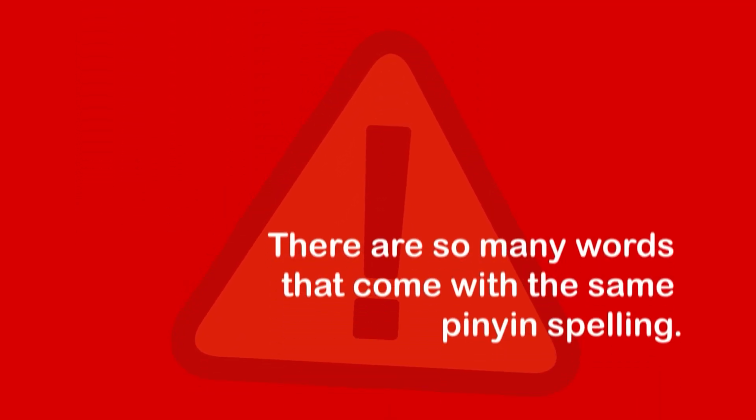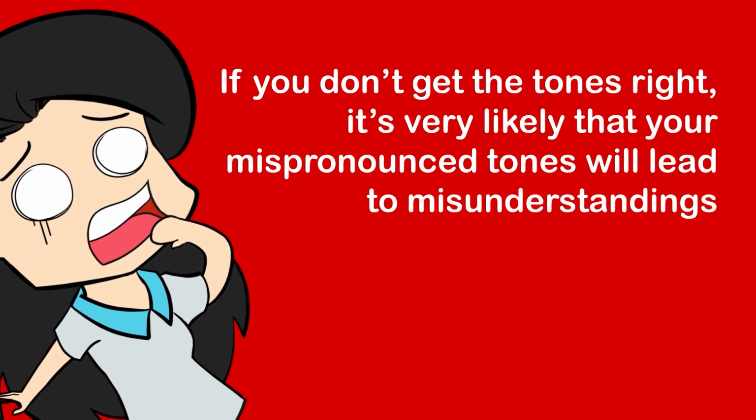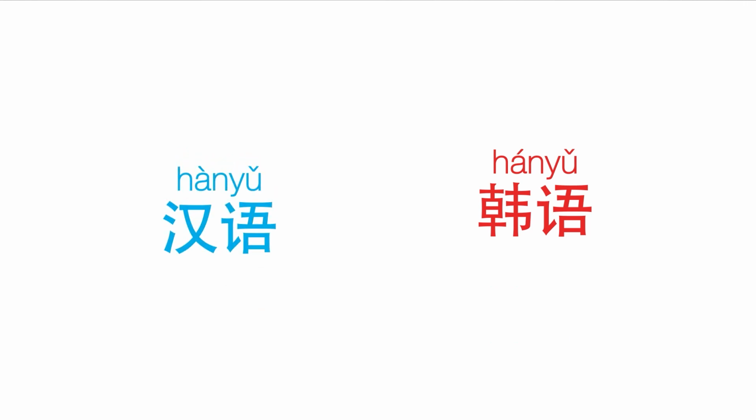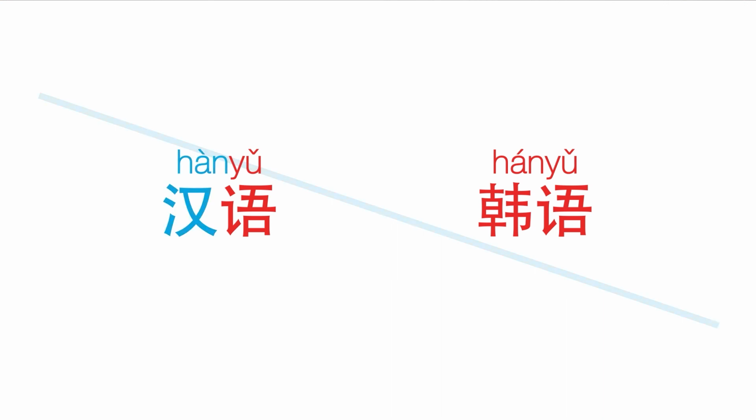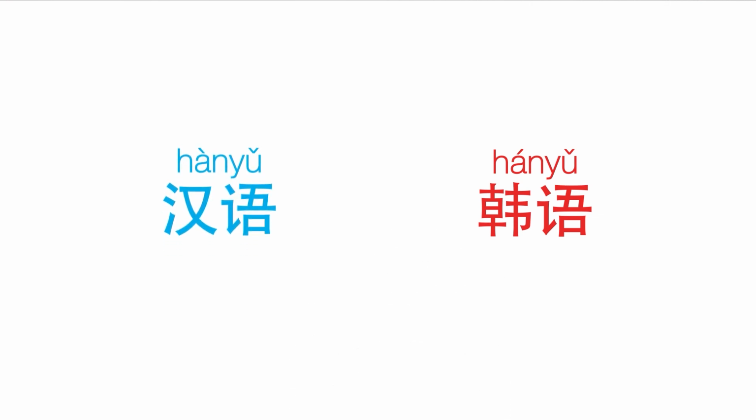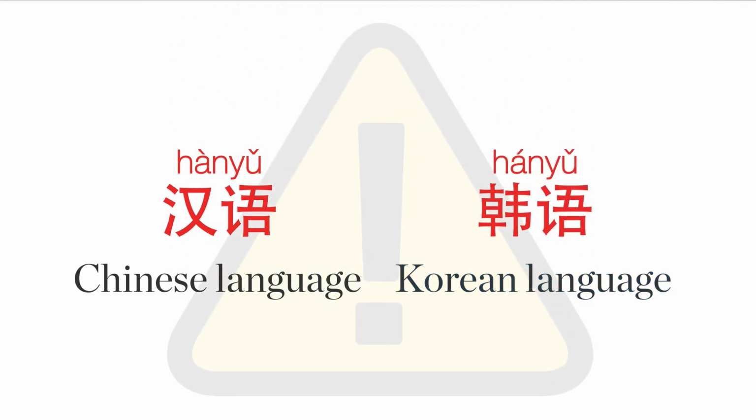It's not only important, but crucial to master different tones in Chinese. There are so many words that come with the same pinyin spelling. If you don't get the tones right, it's very likely that your mispronounced tones will lead to misunderstandings or even embarrassment. A quick example, the pinyin and tone for Hanyu is with a fourth falling tone on Han, Hanyu. The pinyin and tone for Hanyu has a second rising tone on Han, Hanyu. They sound quite close, right? But Hanyu is Chinese language, and Hanyu is actually Korean language. Don't get them mixed up, and be very careful with the tones.